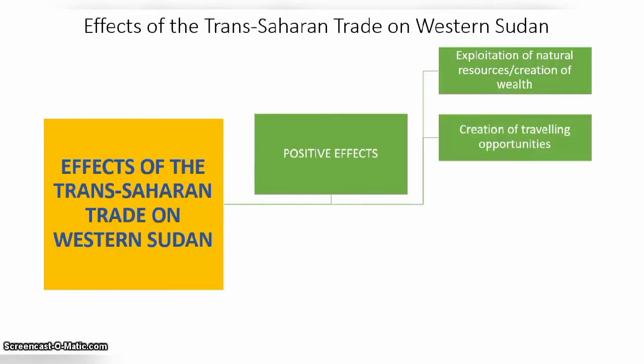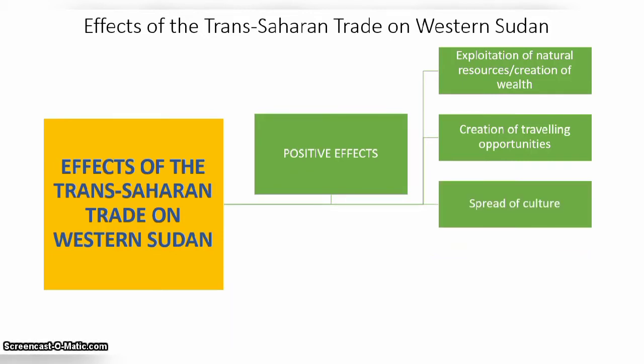The second effect is creation of traveling opportunity. The Trans-Saharan trade also created opportunity for people, organizations, religious leaders, workers, etc. to acquire traveling experiences. They were able to cross the Sahara Desert for the first time to engage in various activities including trading and education. Great. So these were some of the opportunities it created.